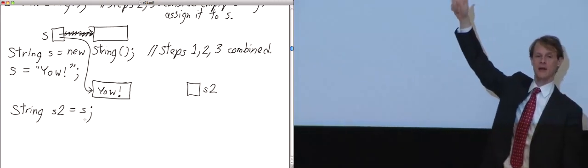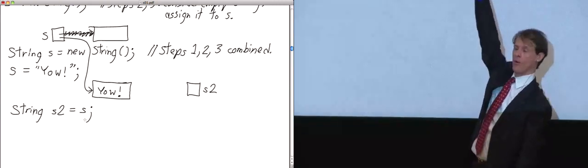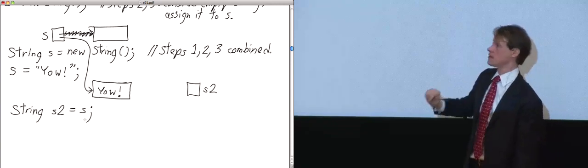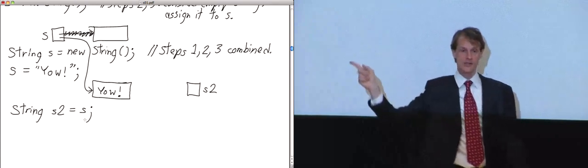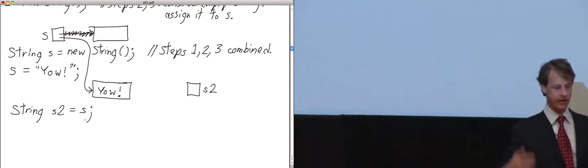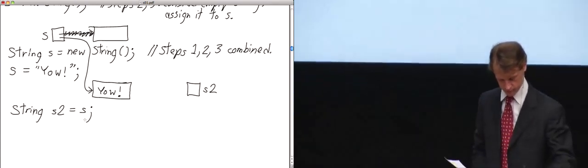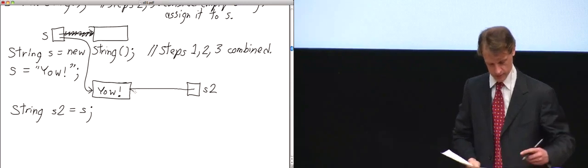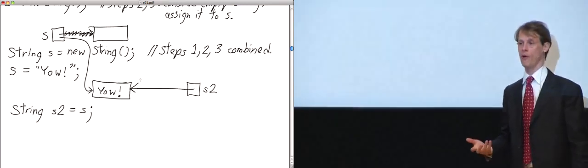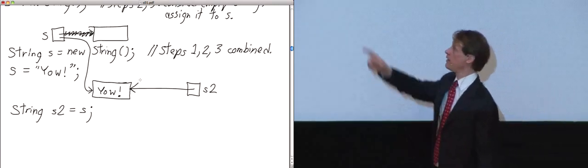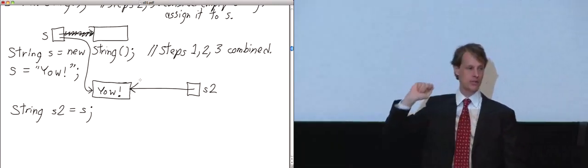What's inside the box called S? Well, what's inside the box called S is a reference that points at this object. So I'm going to copy that reference into the box S2, and now S2 will also have a reference that points at the same object. So it's not just that S and S2 now both point at the string Yao, they point at the same object.